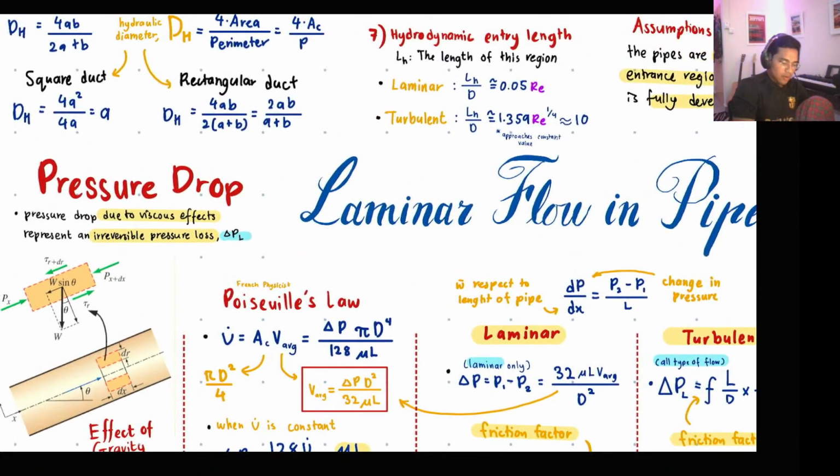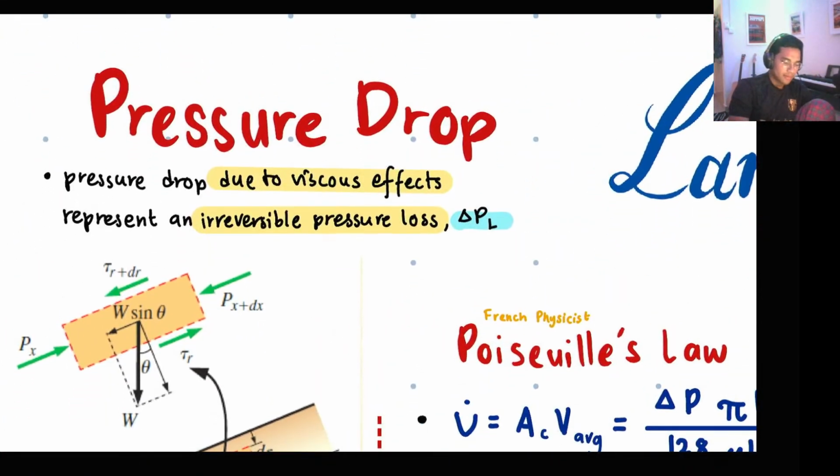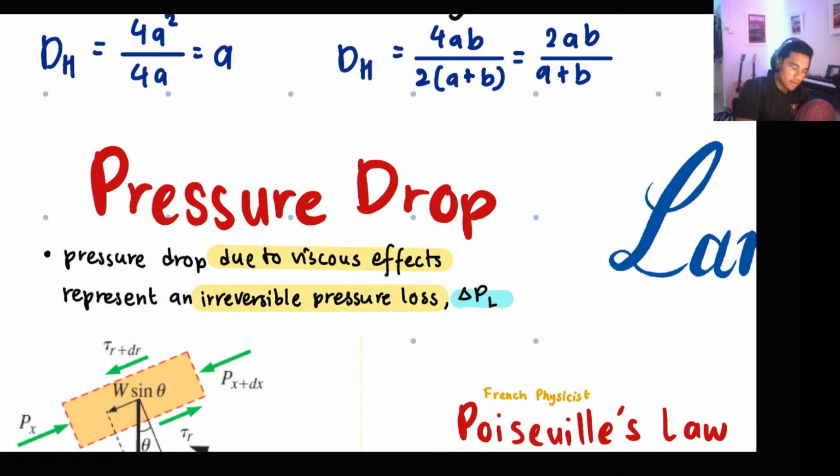So let's start with pressure drop. Pressure drop is due to the viscous effects representing an irreversible pressure loss. This is something I would like to share.